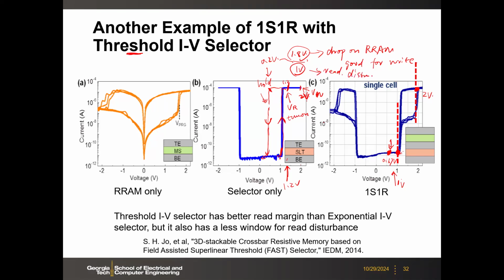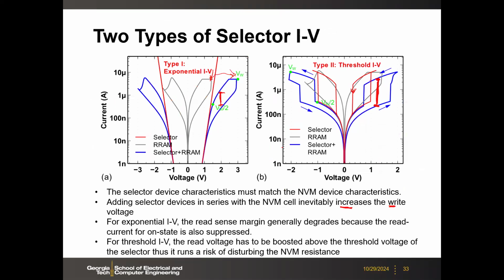This might cause disturb, right? You need to turn on this above 1 volt, but once you turn on, then most of the voltage drops on R1. That will potentially disturb the states. So this selector design is very tricky. The design margin is very small. And also you need to consider the device variations, noise, and so on. So it's a very difficult design problem.